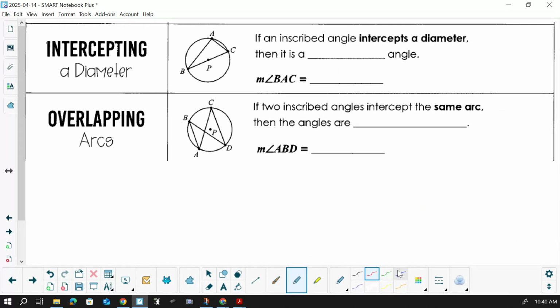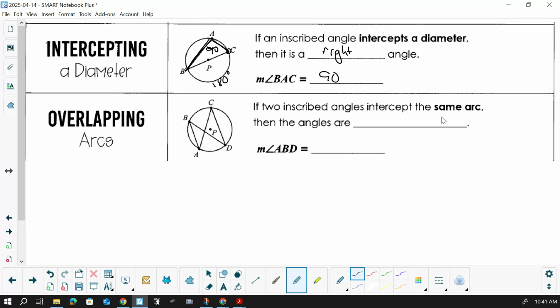If an inscribed angle intercepts a diameter, this doesn't really need to be added in the notes, but it makes sense to go ahead and put it in here. You've got an inscribed angle. It's intercepting, well, if this is 180 degrees, this would be exactly half of it, which would be 90. Then it is a right angle. Measure of angle BAC equals 90 degrees.